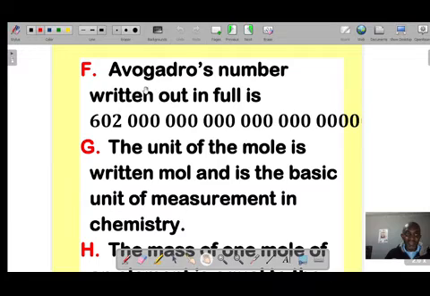Avogadro's number, written in full, is 602 followed by a long string of zeros. It's such a big number, and that is Avogadro's number, which is Na. The unit of the mole is written mol, M-O-L, and is the basic unit of measurement in chemistry. In chemistry, we talk about moles so much; that's our basic unit of measurement.